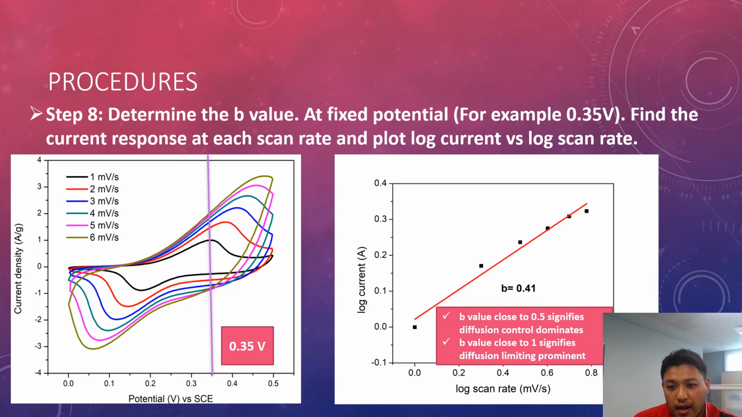So you got a very straight line. The same thing goes for Origin, fit linear. Then when you fit linear, you get the value of the gradient, which is the B value. A B value close to 0.5 signifies diffusion control dominates, while a B value close to 1 signifies diffusion limiting, or capacitive, is prominent. So depending on the B value, you can determine whether your material is diffusion controlled or diffusion limiting. If you don't like the word diffusion limiting, you can always use capacitive prominent. It's all the same, depending on the application.